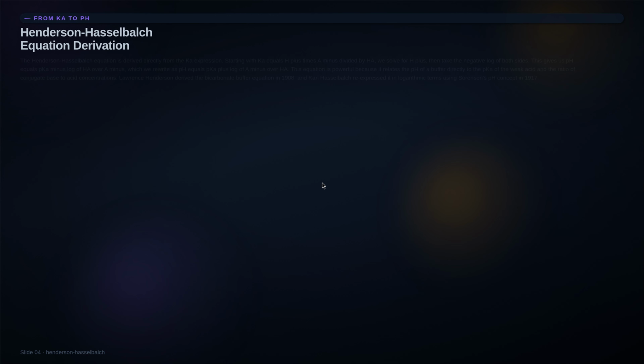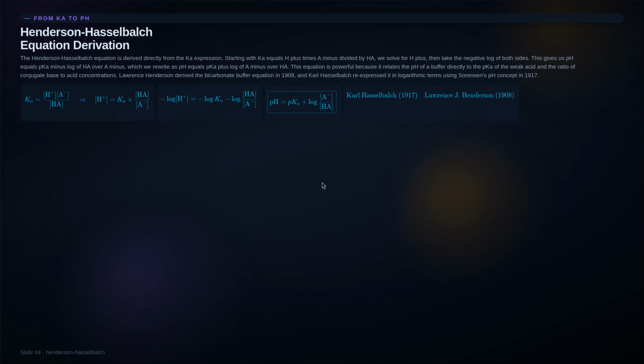The buffer's ability to resist pH change depends on having roughly equal concentrations of the weak acid and its conjugate base. The Henderson-Hasselbalch equation is derived directly from the Ka expression, starting with Ka equals [H+] times [A-] divided by [HA].